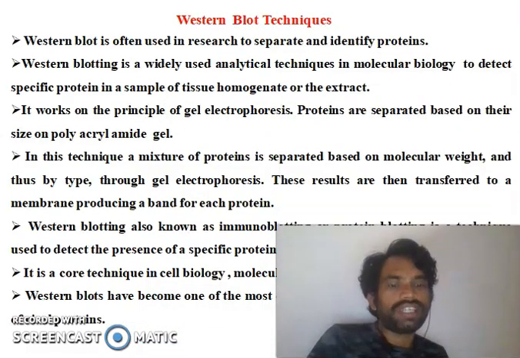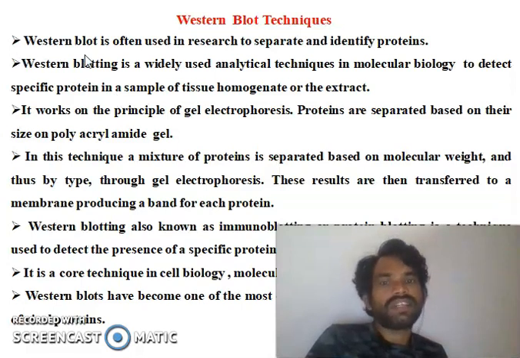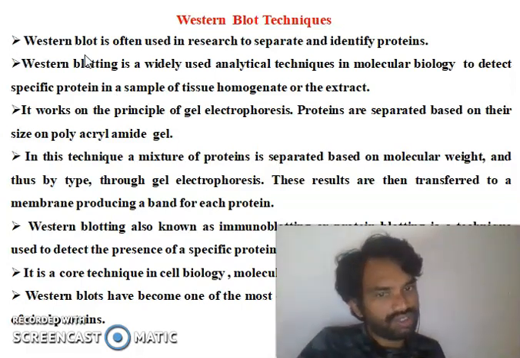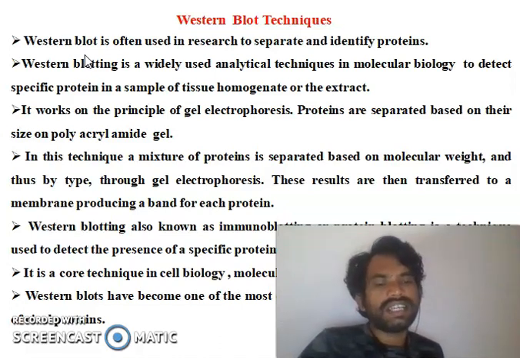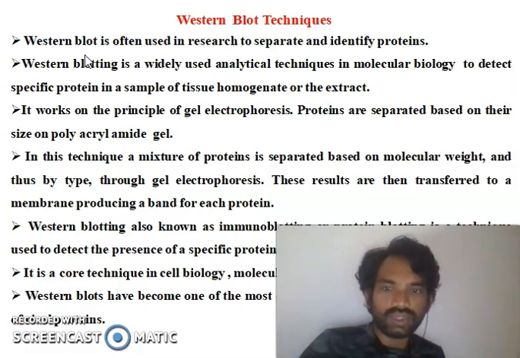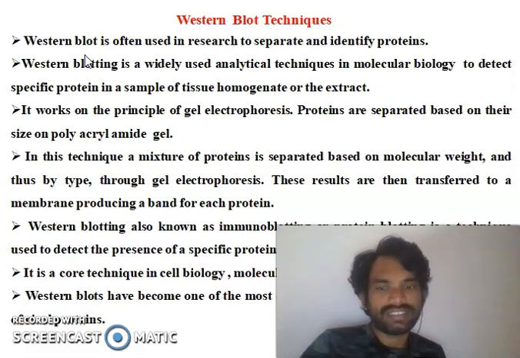What is the Western blot technique? Some introduction points. Western blot is often used in research for the separation and identification of proteins. Nowadays, day by day various techniques are coming for detection purposes. Western blot is one of the widely used bioanalytical techniques. It is used especially in molecular biology to detect a specific protein in a sample, such as a tissue homogenate or extract. It works on the principle of gel electrophoresis. Mostly the Western blot technique is like a gel electrophoresis.